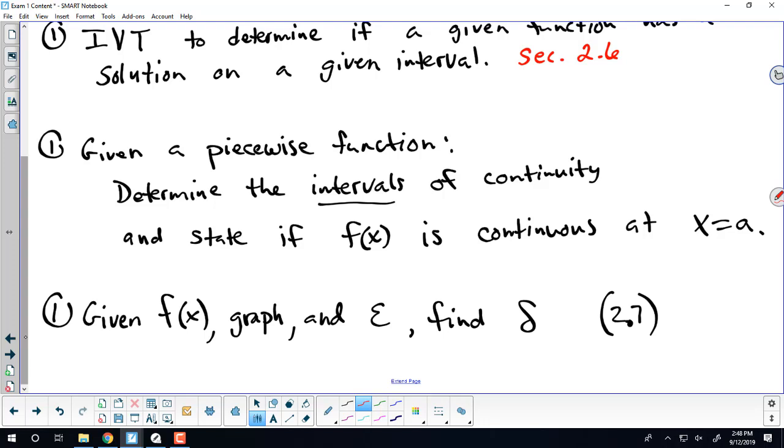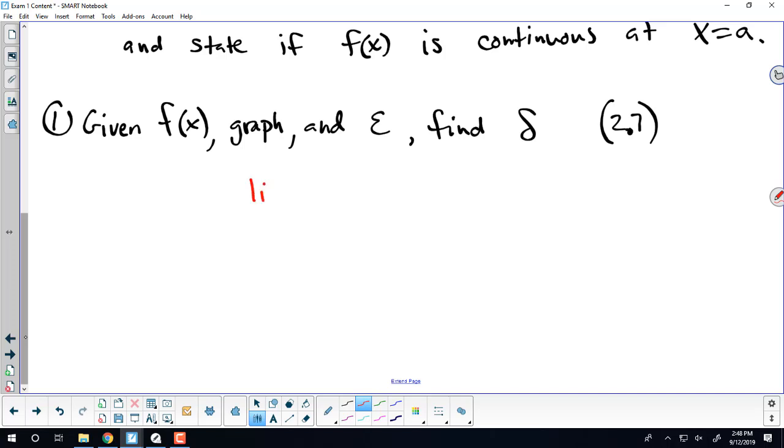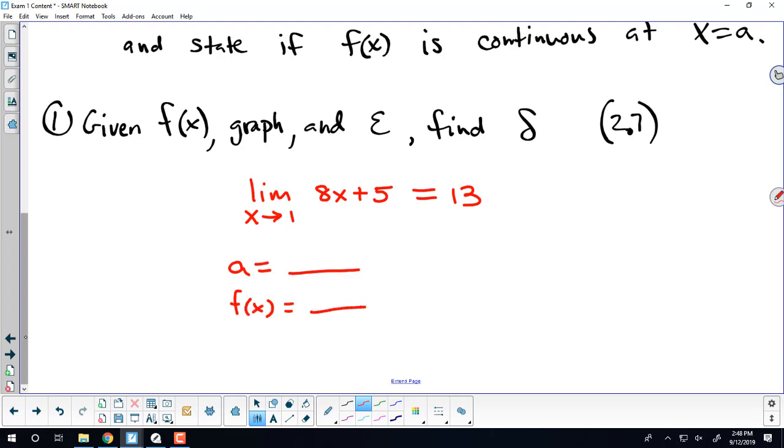Really, you should be able to identify something like that. You should be able to identify what we just did: what's A, what's f of x, and what's L. So you'll actually be given the limit statement and the graph and epsilon. So you have all of that information. So that's what the test consists of.